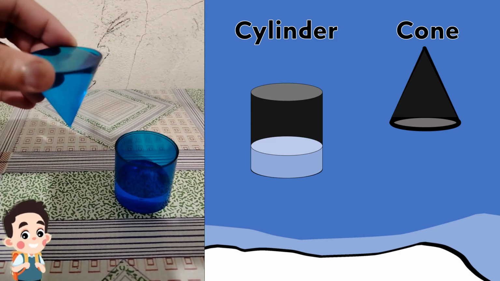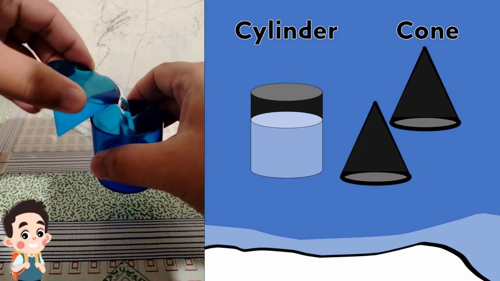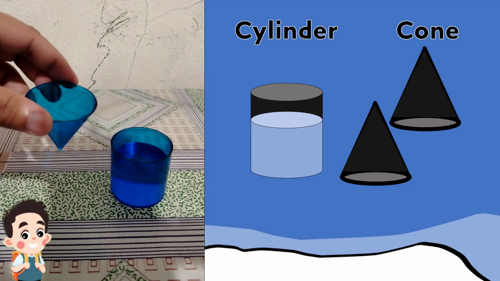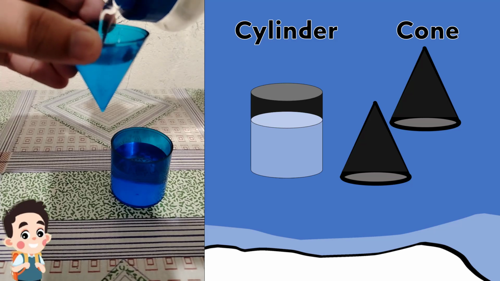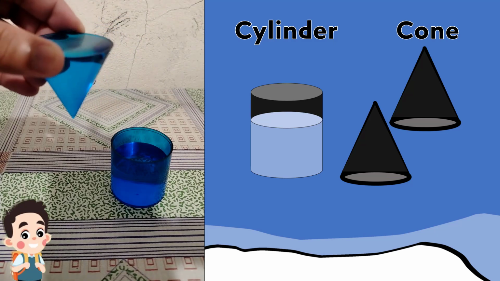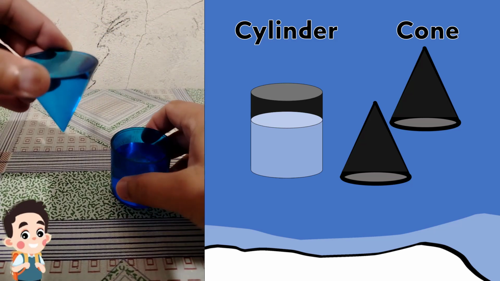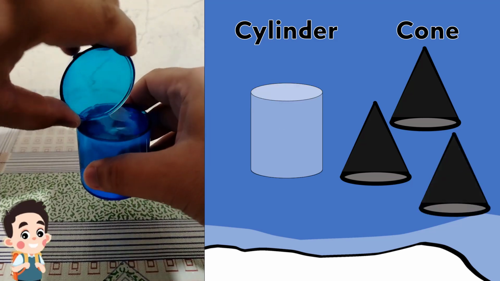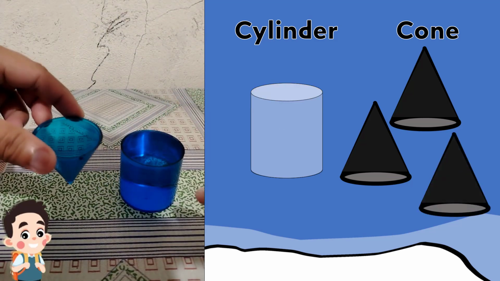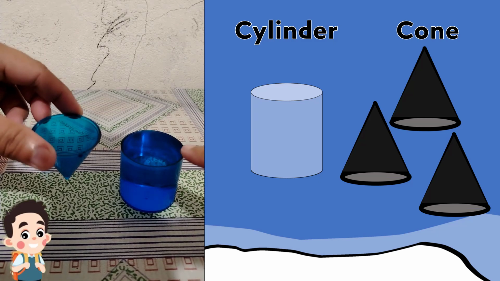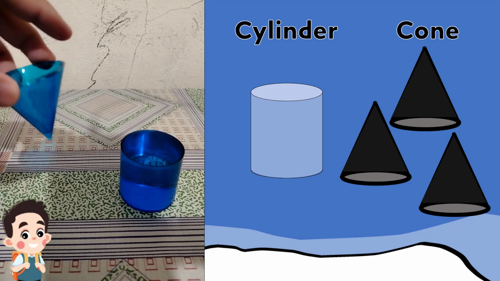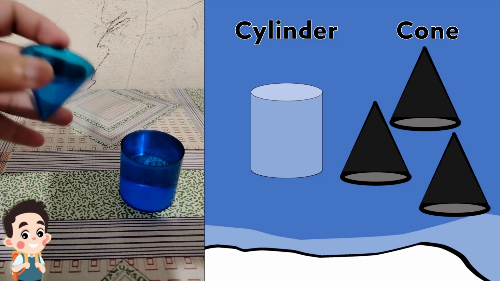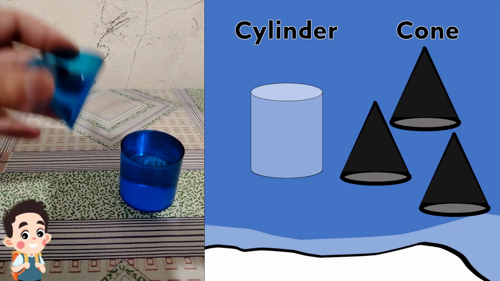Let's continue. This is the second. And let's have another one. When we transfer this to our cylinder, we can see that our cylinder is completely filled with three measurements, or three attempts, of filling it up with the same amount of water from this cone.